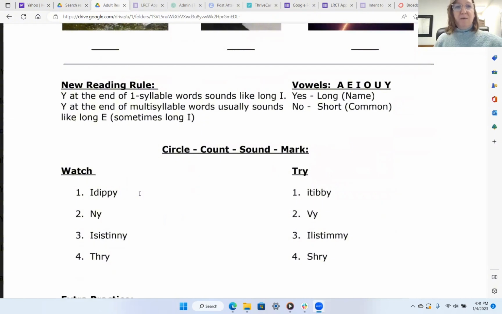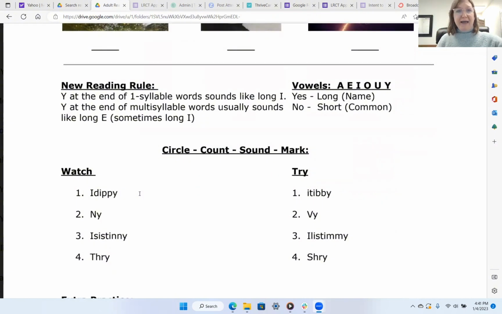Okay, so let me teach you about why. If you have been with me previously in the last few months, you've already learned these lessons in isolation, the 2 sounds of Y at the end of words. Today, we're going to combine those so you can get practice going back and forth and recognizing what sound a Y is going to make at the end of a word based on the size of the word and how many other vowels are in it.